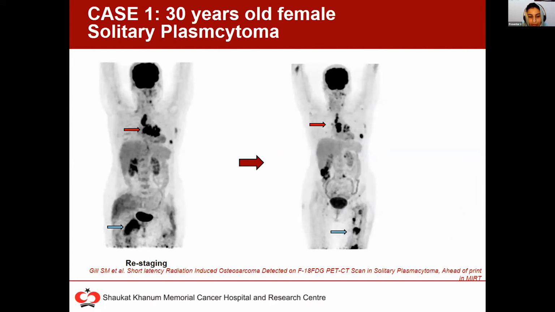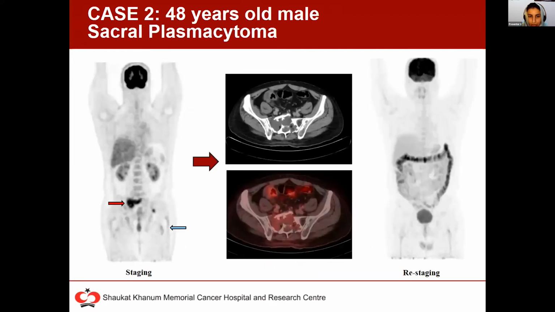The first image on your left is a restaging scan after just chemo, showing, by the red arrow, the mediastinal lymphadenopathy, and the blue arrow is the primary lesion in the right femur. This is ahead of print in MIRT by Gill SM et al. In the next image on your right, there is a regression of mediastinal lymphadenopathy. However, there is identification of additional sites of disease, which was later proved to be radiation-induced osteosarcoma.